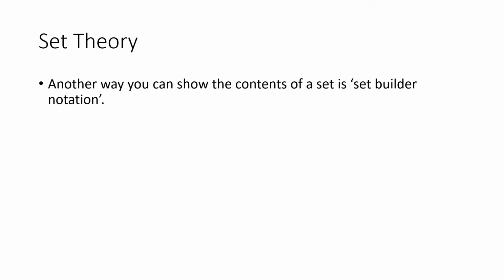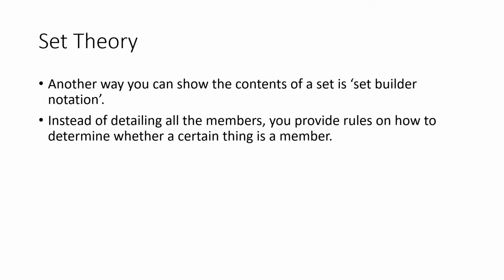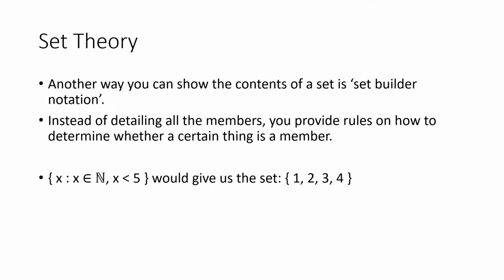So another way you can do this is to use set builder notation, because some of these sets can get really big. And so instead of detailing all of the contents of the set, you say how to check whether any given thing is a member of the set. For example, this here says this set contains every x where, that symbol should really mean where, think of it as that word. So this set contains every x where x is a member of the set N and x is less than 5. So x is a natural number and it's less than 5. There's only 4 numbers that fit that bill. 1, 2, 3, and 4 are natural numbers and they are less than 5.